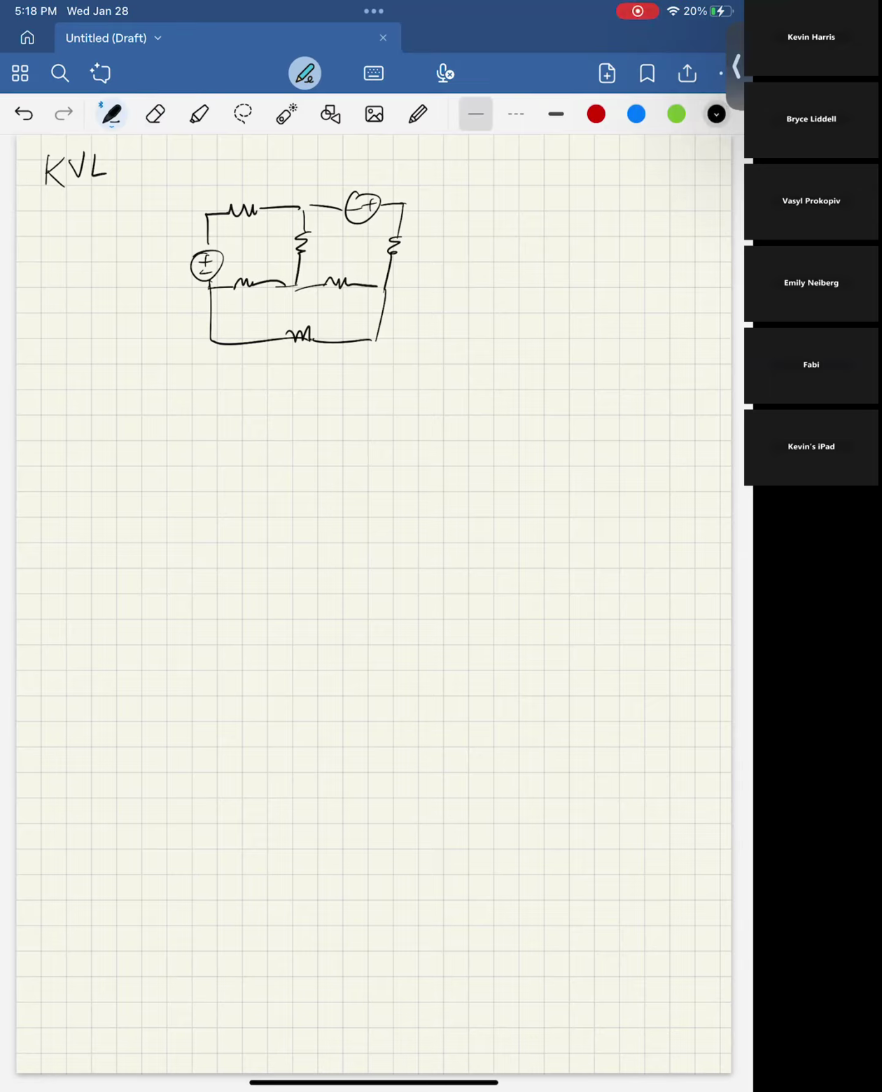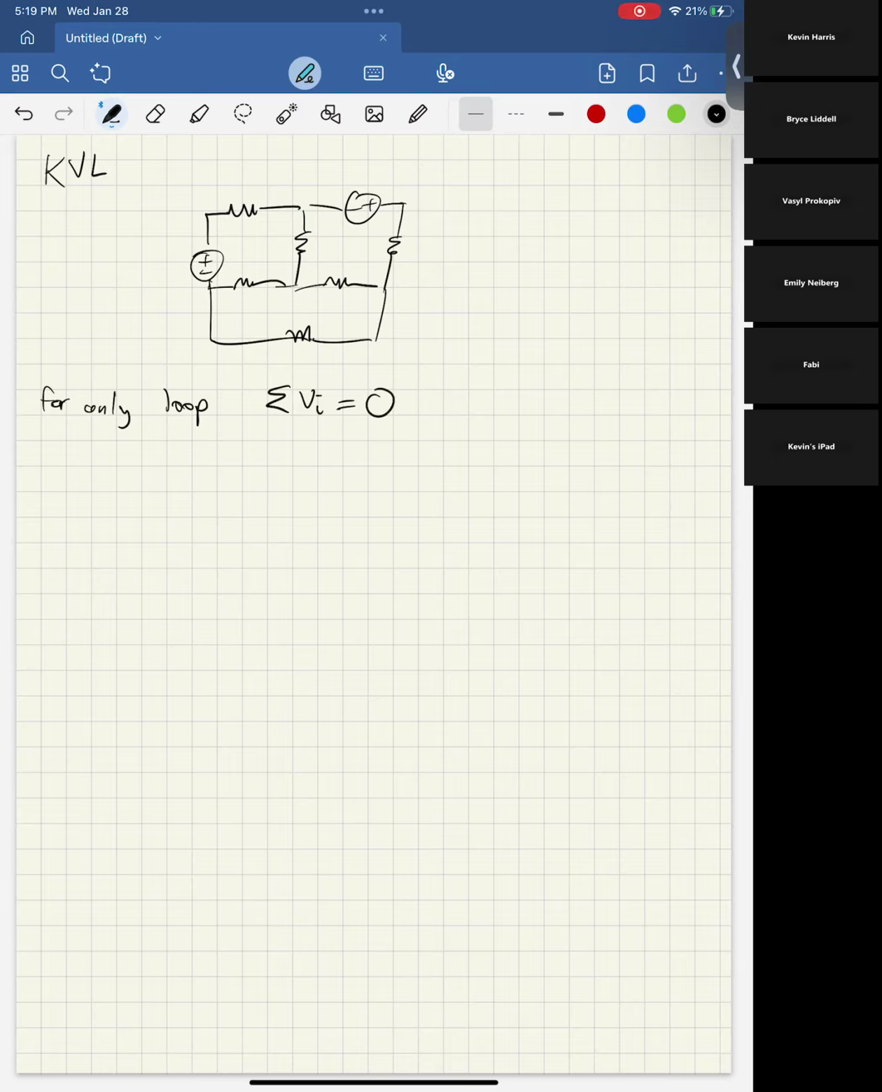So for any circuit, for any loop, a loop just being a path that goes back to the same place. So this is a loop. This is a loop. This is a loop, right? So it's saying for any loop, the sum of the voltages in that loop is equal to 0.